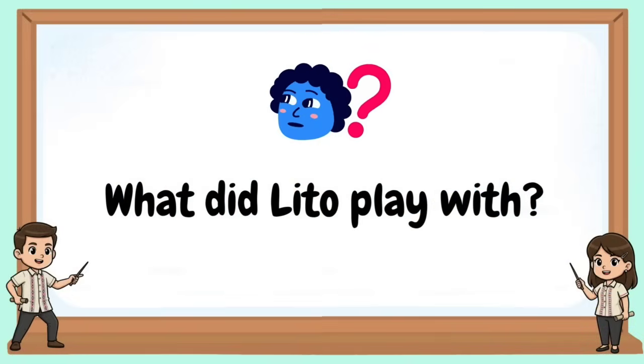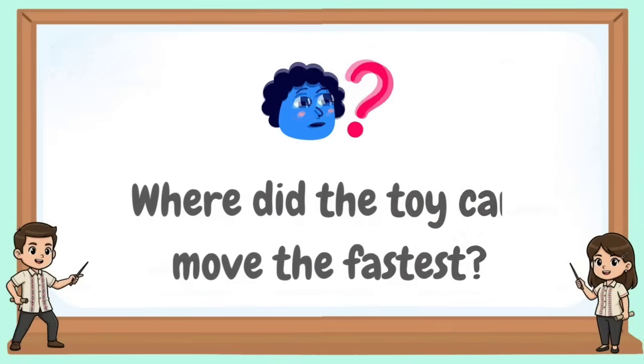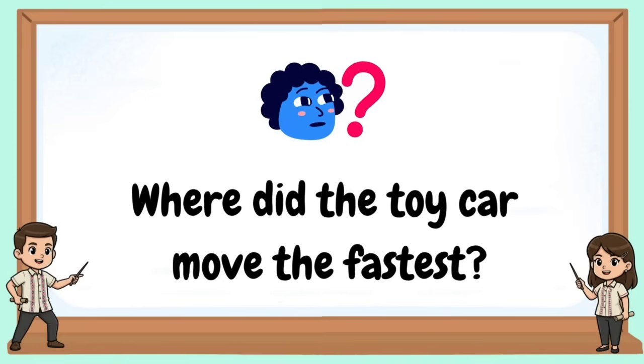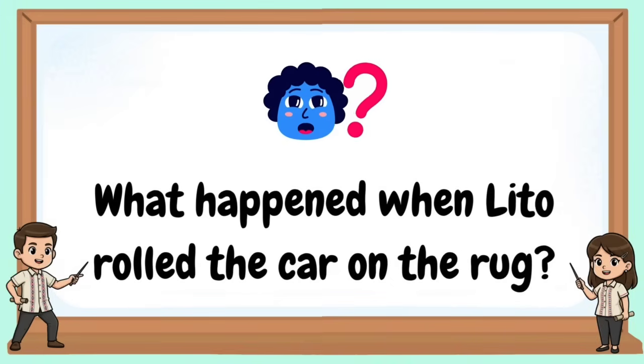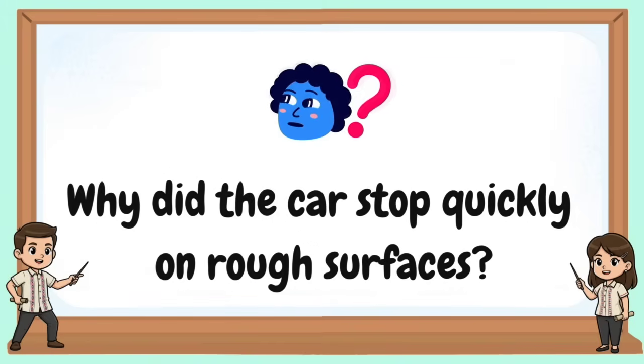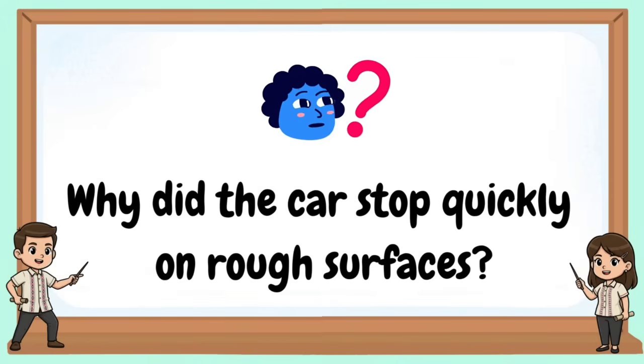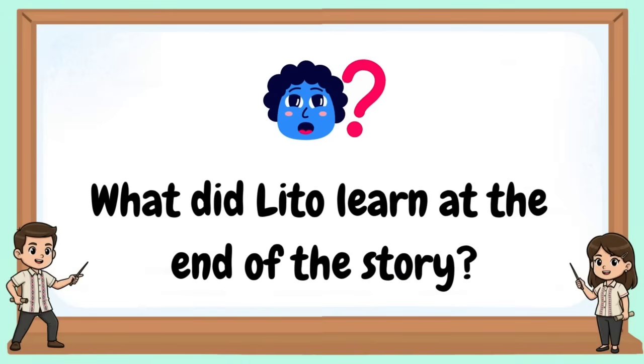What did Lito play with? Where did the toy car move the fastest? What happened when Lito rolled the car on the rug? Why did the car stop quickly on rough surfaces? What did Lito learn at the end of the story?